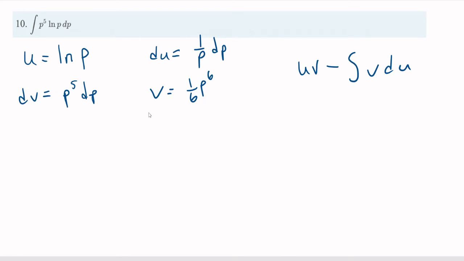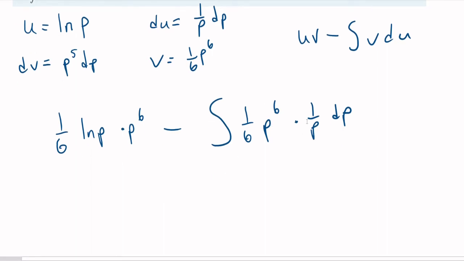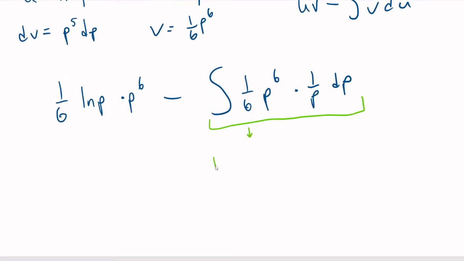So uv, so 1/6 natural log of p times p to the sixth, that's uv, minus the integral of v du. Now hopefully you're starting to see, oh, this was a pretty nice fit together, because what happens with these two? P to the sixth and 1 over p, oh, those can combine, right? So again, we're just going to do this one separately. We're going to kind of do this out on its own. This is really 1/6 integral. Okay, I have 6 p's on top, 1 on bottom, so that leaves me 5.